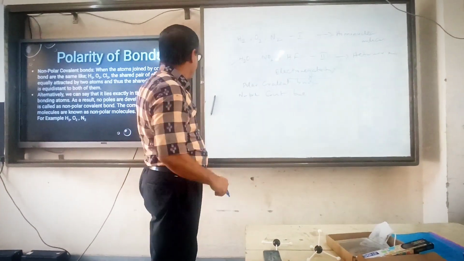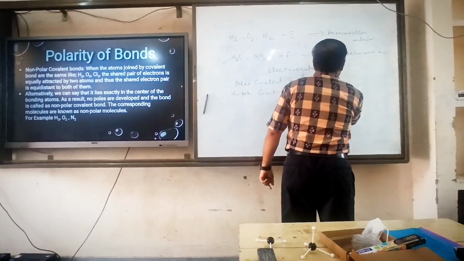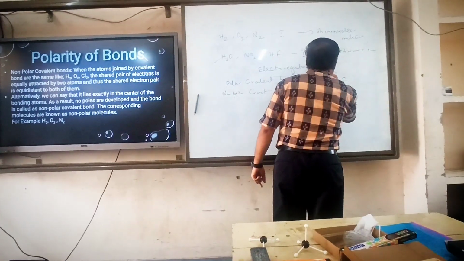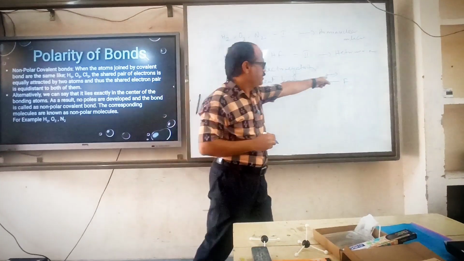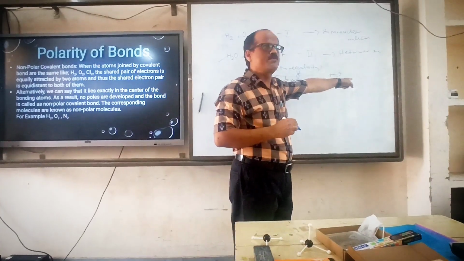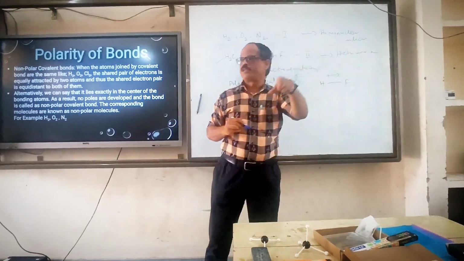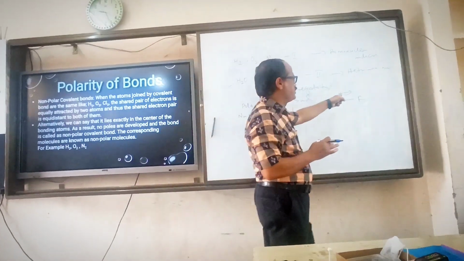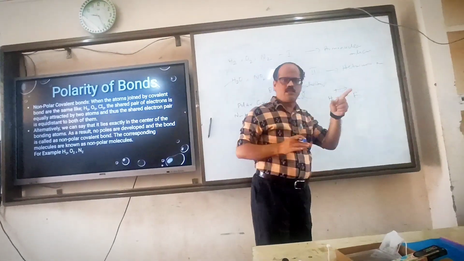This can be represented as, suppose we are writing HF, so we will represent it like this: the arrowhead moves towards the fluorine because of its higher electronegativity. Since fluorine is more electronegative than hydrogen, this is the representation of polarity.